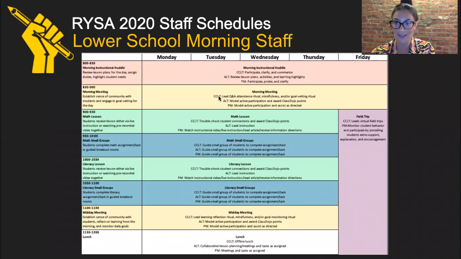The CCLT, again, that's the Classroom Culture Lead Teacher, during this time is leading the question and answer formed attendance ritual, is leading a mindfulness exercise potentially, and or a goal setting ritual for the day. They could also utilize this time to explicitly teach our RYSA core values of the week. The Academic Lead Teacher, or ALT here, is modeling active participation and awarding class dojo points to students. The peer mentors are modeling active participation and assisting as directed.